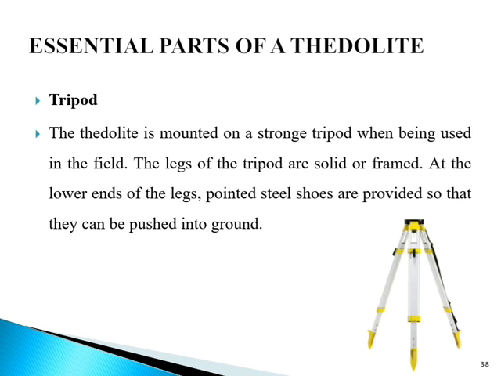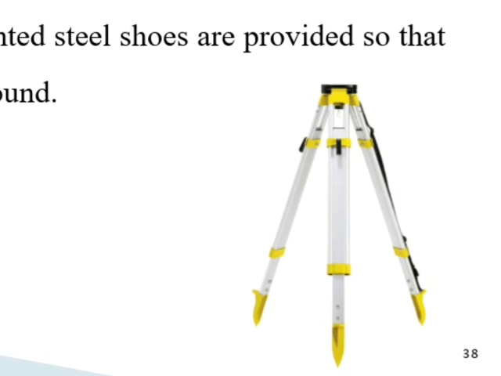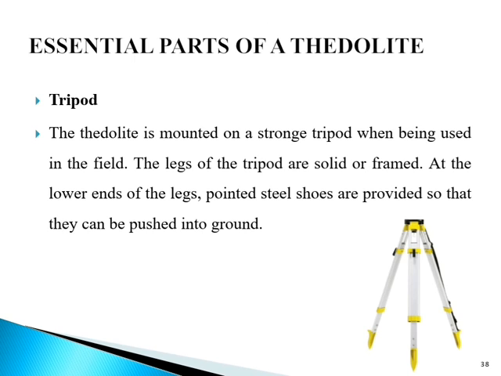Next is tripod. The theodolite is mounted on a strong tripod when being used in the field. The legs of the tripod are solid or framed. At the lower end of the legs, pointed steel shoes are provided so that they can be pushed into the ground. So you can see its shoes here in yellow. This is the tripod's image.